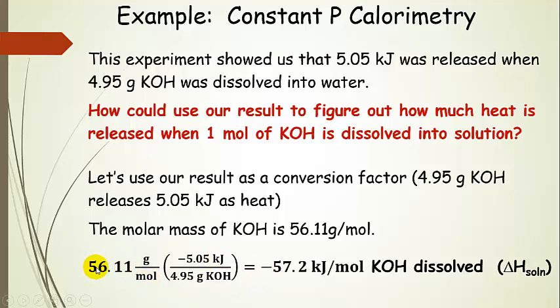If we do this math, 56.11 times 5.05 divided by 4.95, we end up with negative 57.2 kilojoules per mole of potassium hydroxide dissolved. So this is the enthalpy of solution, the enthalpy when you dissolve potassium hydroxide into solution, and this is for a whole mole. See how we didn't even have to dissolve a whole mole in solution and measure it. We can dissolve a little bit, figure out how much heat was released, and then use it to calculate the enthalpy of solution for a whole mole.